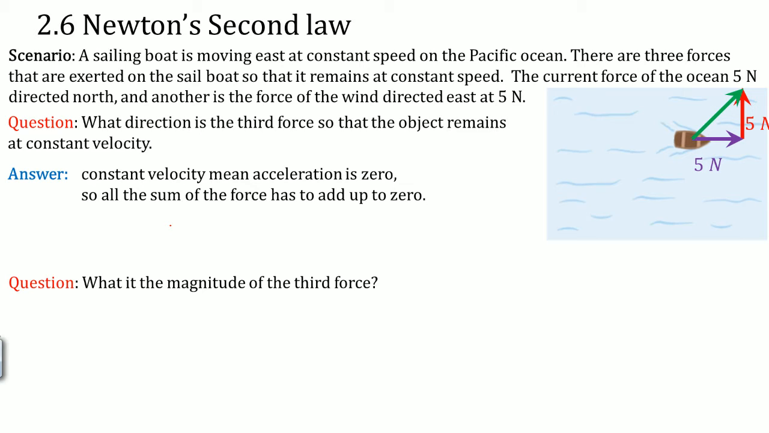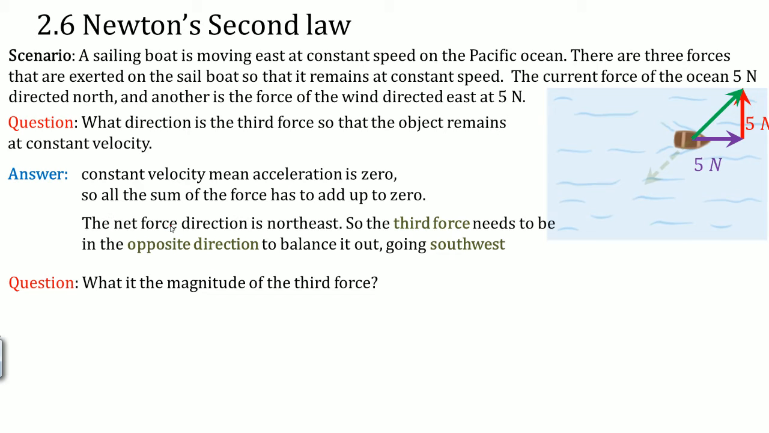Also note that constant velocity means that the acceleration is 0. So the sum of all the forces here has to add up to 0. The net force is directly northeast, which is in the dark green or neon green. The third force that they're looking at has to be in the opposite direction to balance it out. Newton's third law. And so the opposite of northeast is southwest. You should see that there with the arrows.